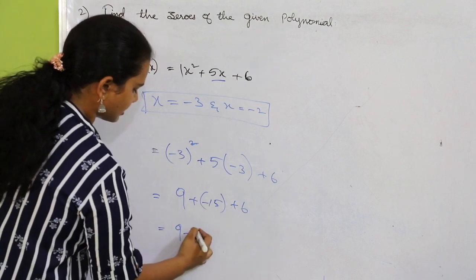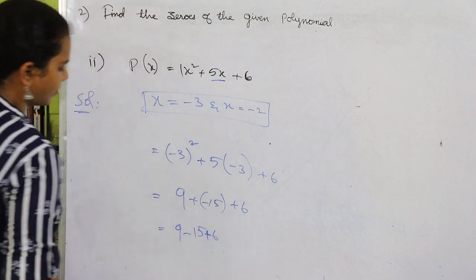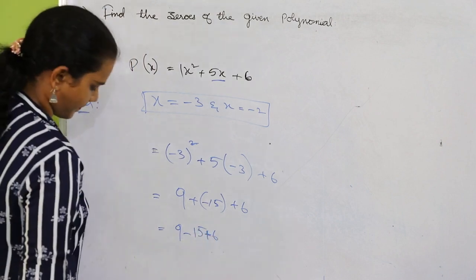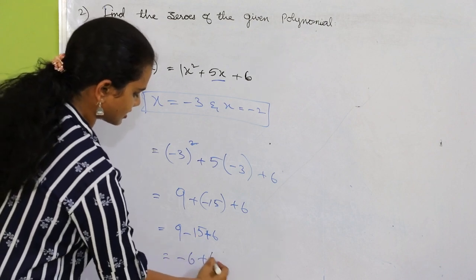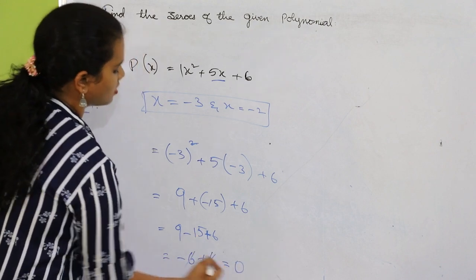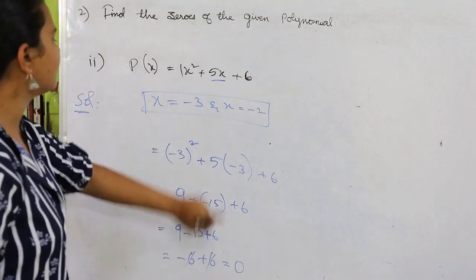Now you have 9 minus 15 plus 6. 9 minus 15 how much? Minus 6. Minus 6 plus 6 equals what? Answer 0. So I got the value 0. Therefore this is what we can prove.